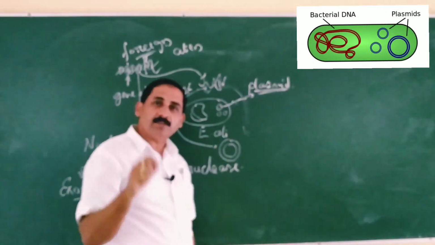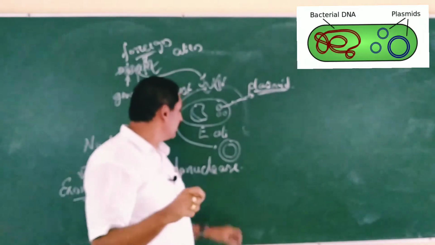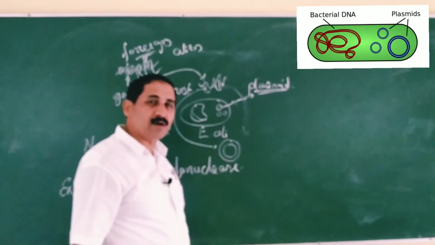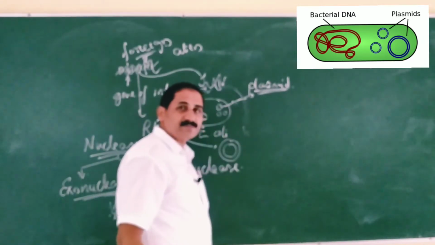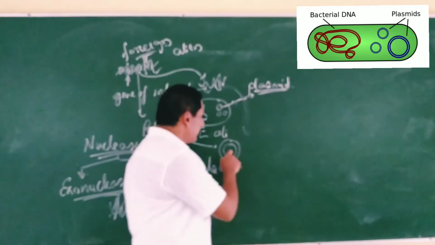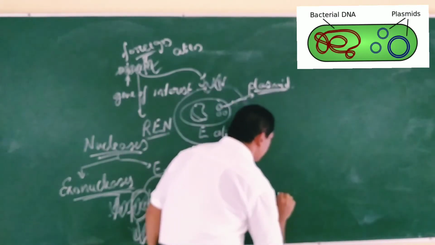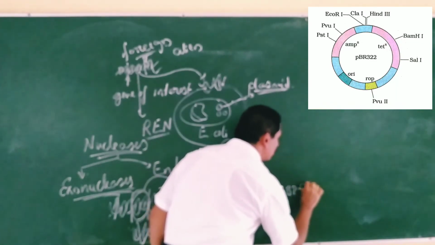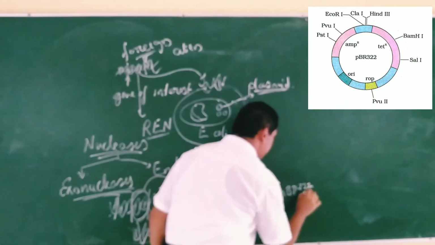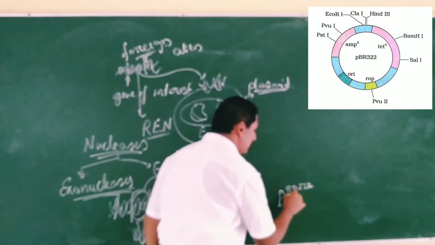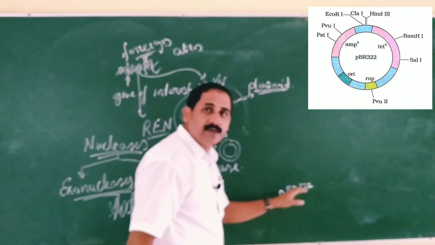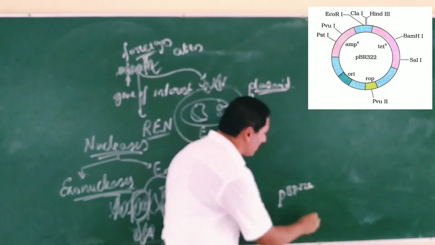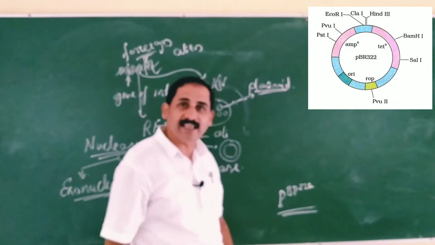So what must be the characters? What characters should it include? We have to analyze the characteristic features of the plasmid vector. We can see many vectors. The plasmid vector that was developed by Bolivar and Rodriguez is called pBR322. P stands for plasmid vector, BR for Bolivar and Rodriguez, who developed it, and 322 is the serial number.